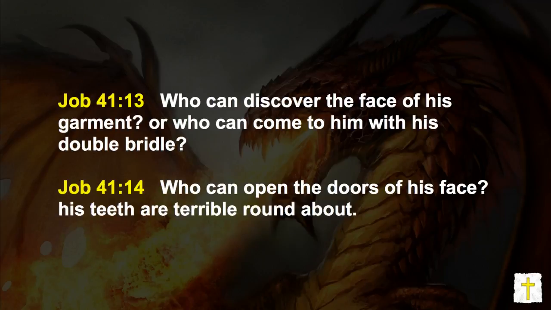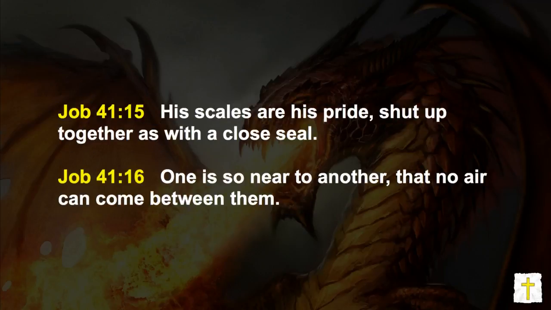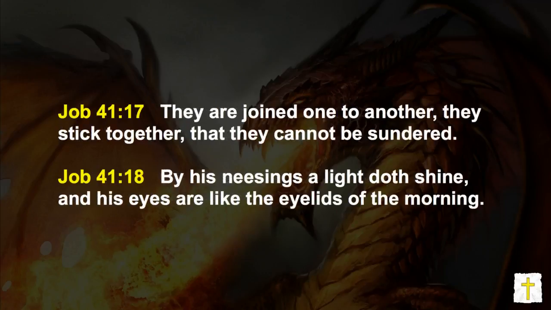His teeth are terrible round about, describing the teeth of this dragon here. His scales are his pride, his armor. He's got armor on him. Natural, God-given armor. Shut up together as close as with a close seal. One is so near to another that no air can come between them. We're not talking about a small crocodile, like some commentators say. Ridiculous. All right? They are joined one to another. They stick together. They cannot be sundered.